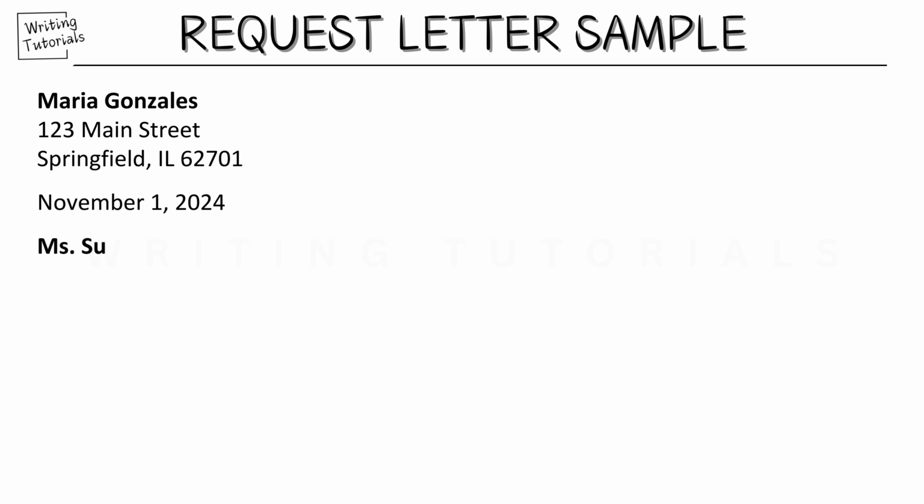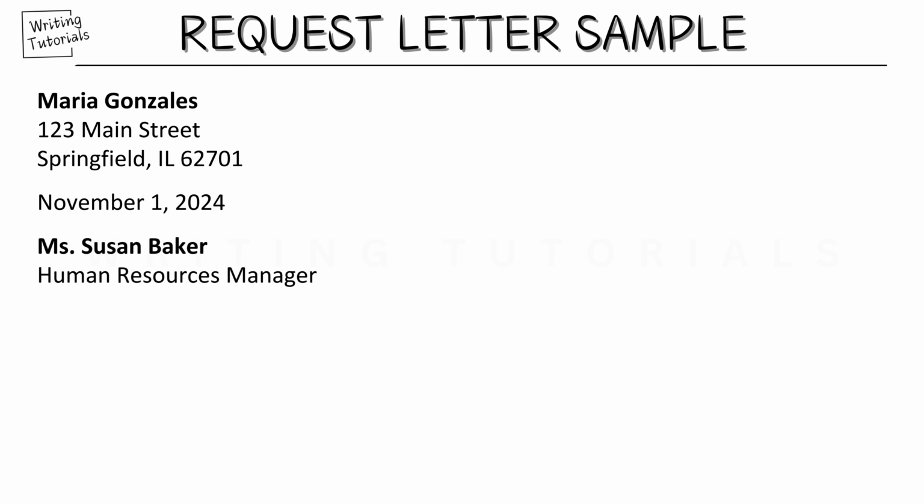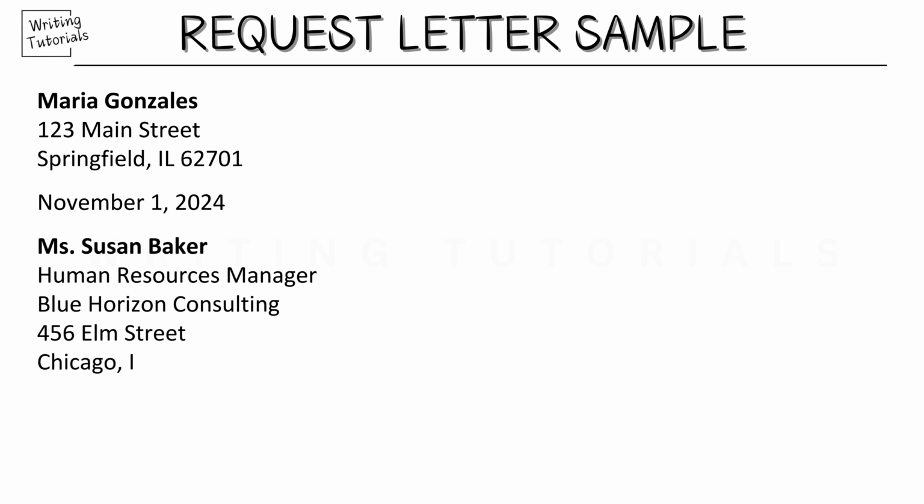Adding the recipient's information. Next, we add the recipient's information. This includes the name, job title, and company address of the person you're writing to. In our example, Maria is writing to Ms. Susan Baker, the Human Resources Manager at Blue Horizon Consulting. So, she includes Ms. Baker's name and title, followed by the company address, 456 Elm Street, Chicago, Illinois, 60611.